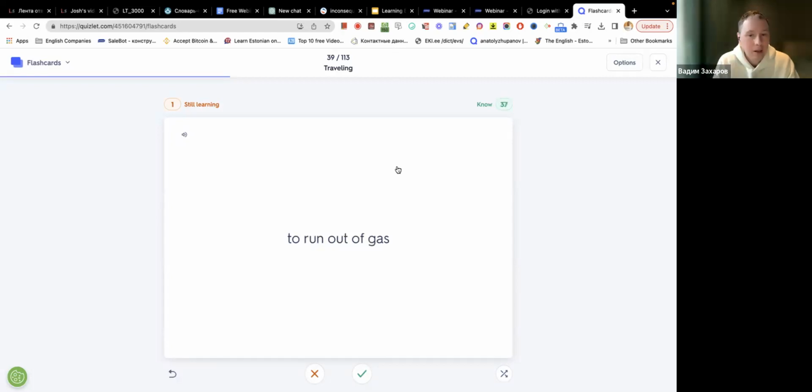Do not wait. Like run out of gas. So let's say you're in a car and you're saying to your husband or your wife or your girlfriend, boyfriend, or your friend, "Oh, I think we're running out of gas. Let's stop by a gas station." So you always use it and try to imagine where you can actually say it. That will guarantee learning them much faster.